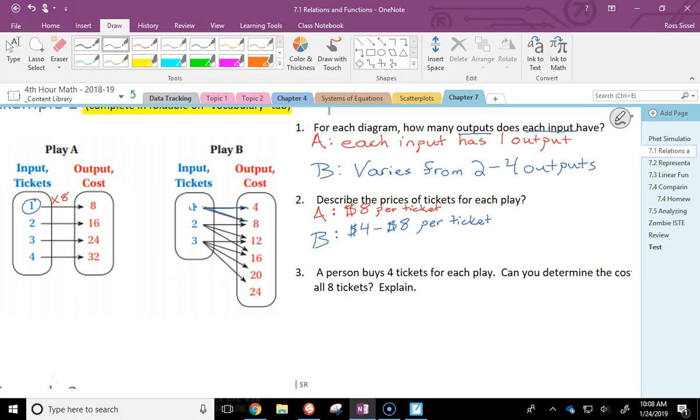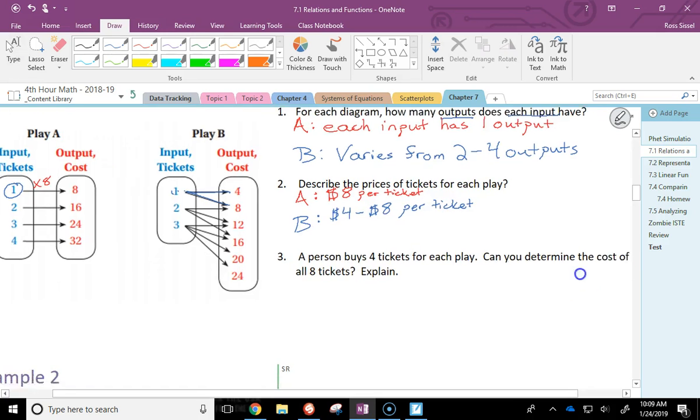3 times 4 is 12. 3 times, that's going to be like a decimal to get to 16. 3 times a decimal is going to be 20. 3 times 8 gets me to 24. So my ticket prices on this one varies between 4 and 8.